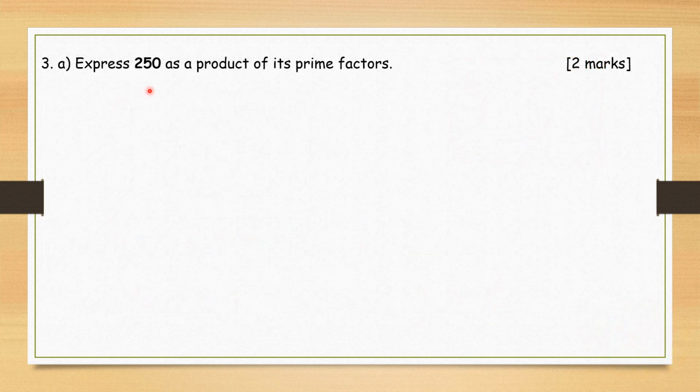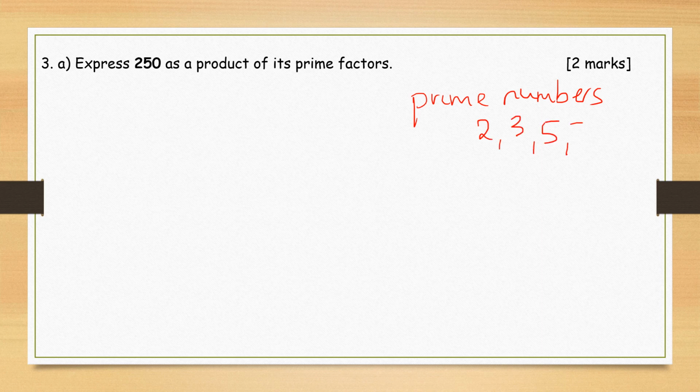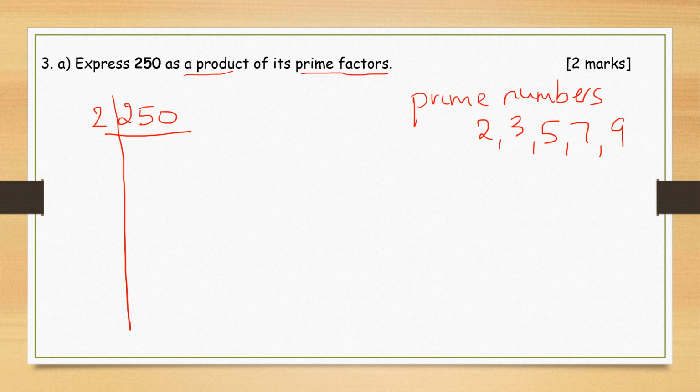All right, express 250 as a product of its prime factors. Now first, prime numbers are numbers that only have 2 factors, 1 and itself. And the first 5 prime numbers are 2, 3, 5, 7, and 9. So we're going to write the 250, and we have to divide it by only prime numbers. We want it as a product of prime factors. So we're going to use 2 first. So 2 into 250 is 125.